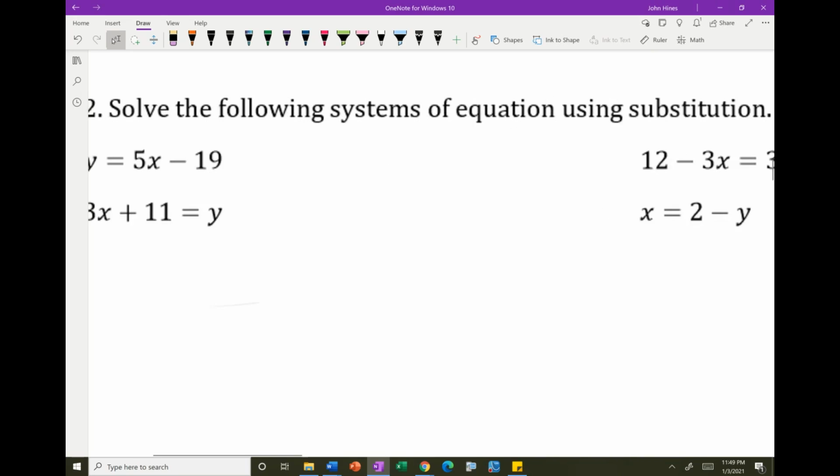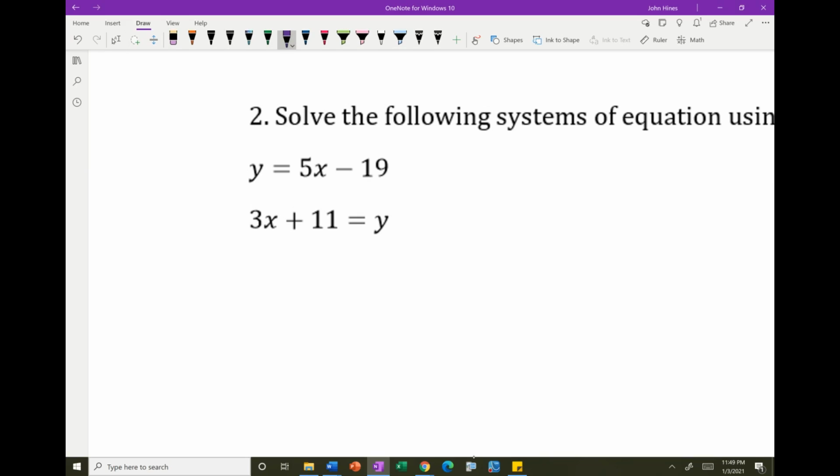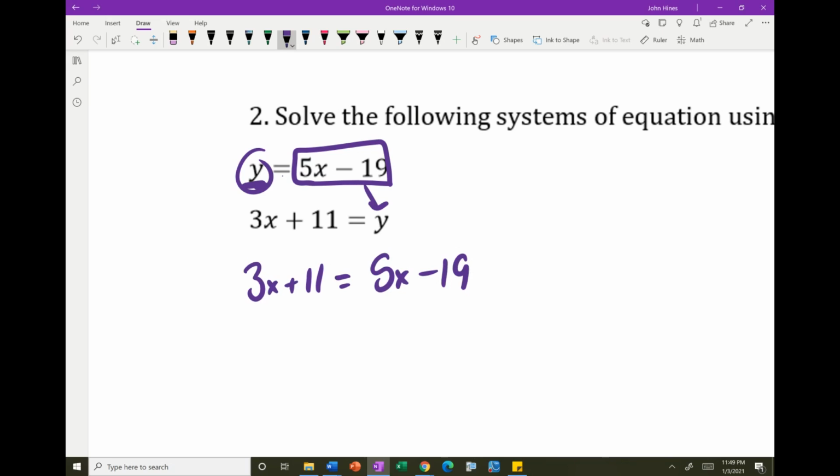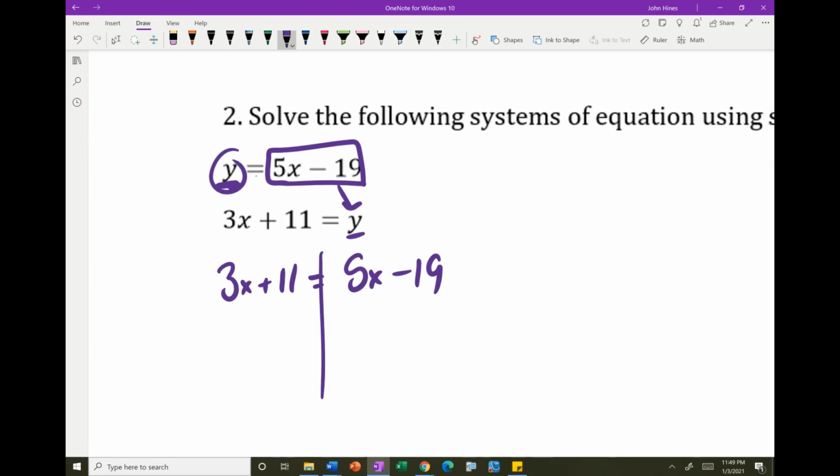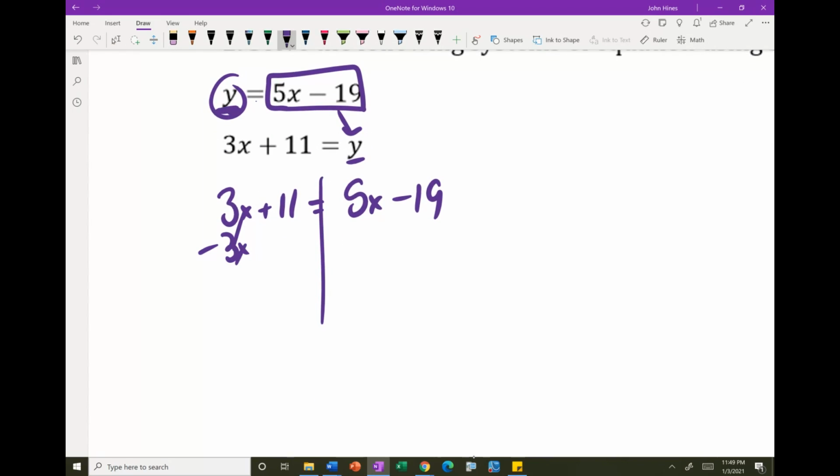Solve the following systems of equations using substitution. So I see here, y is all by itself. That's what y equals. y is 5x minus 19. They're equivalent. They look different, but they're really the same thing. So down in this second equation, wherever I see y, I'm replacing it with 5x minus 19. That was my substitution there. So now I solve this, or there's a couple ways to solve it, but I'm going to subtract 3x. I hope your equation solving skills are all brushed up on here.